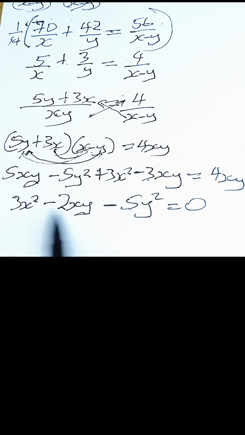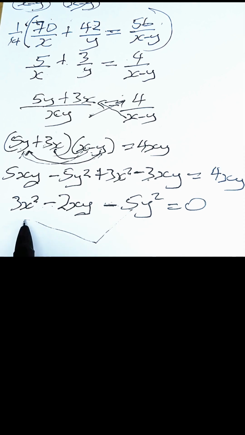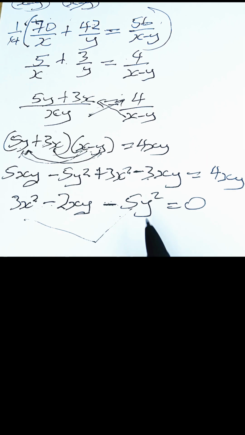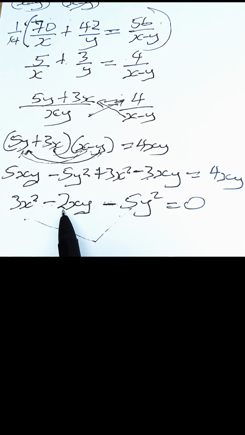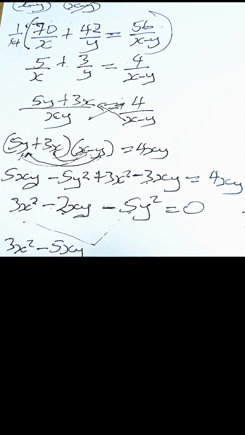Now, from here, the next thing we have to do is to factorize. By factorization, this multiplied by this gives 15. So we look for what can multiply each other to give us 15, and add to give us minus 2. That's minus 5 and 3, because minus 5 times 3 gives us minus 15, and minus 5 plus 3 gives us minus 2, which correlates with this. So we are using that. So what we have now is 3x squared minus 5xy plus 3xy. We have split that.